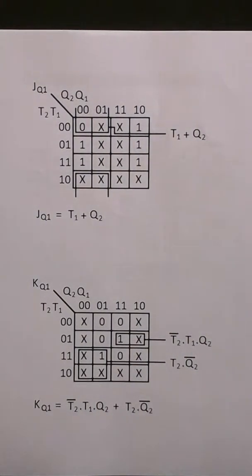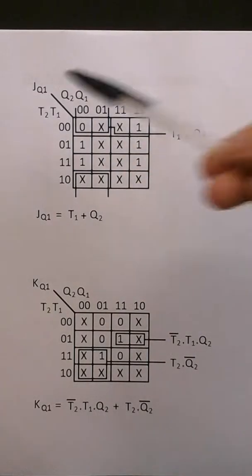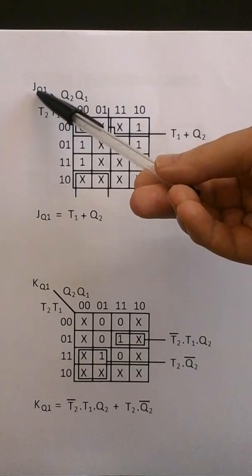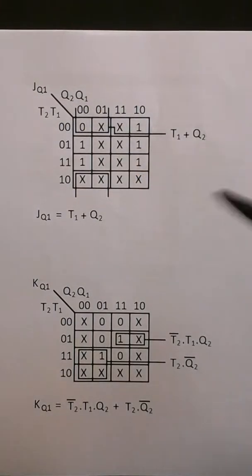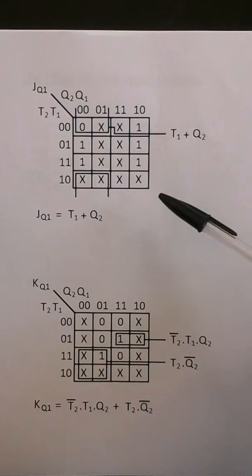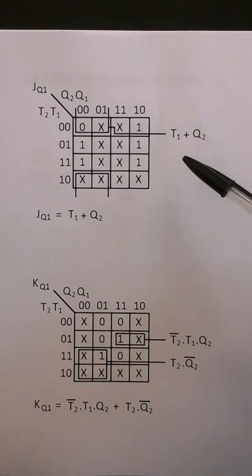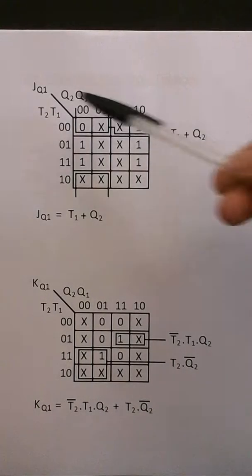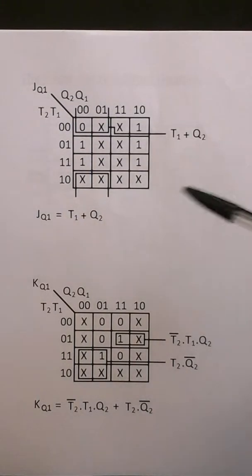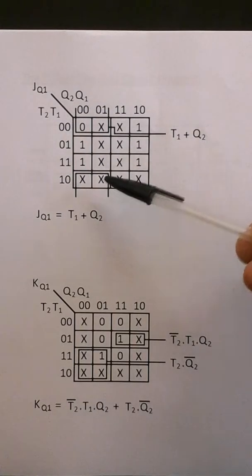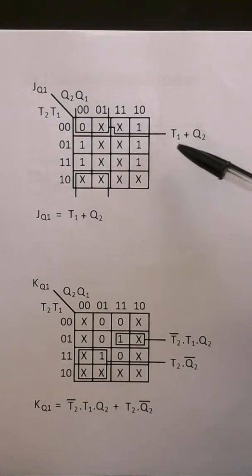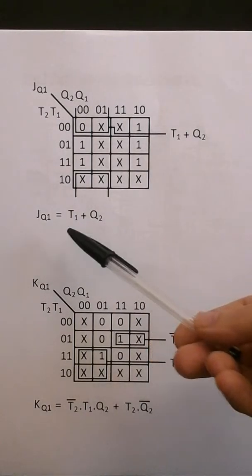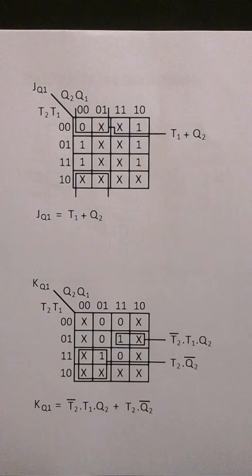Here we have the flip-flop Karnaugh map design for flip-flop JQ1. This is input JQ1. This is a product of sums expression. In this case, there is only one sum term, which is this loop here. I will loop in the zeros, and this loop equals T1 and Q2. So JQ1 equals T1 and Q2.